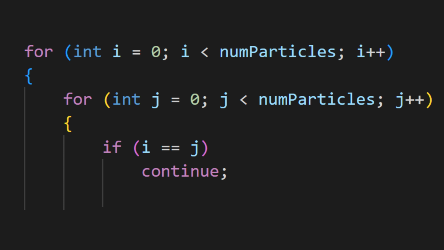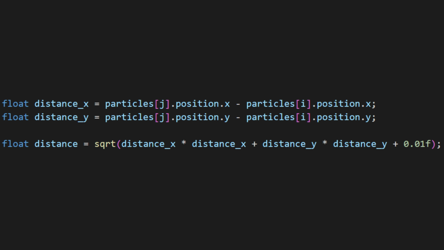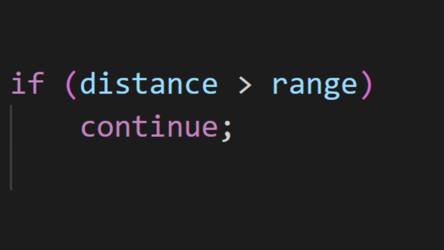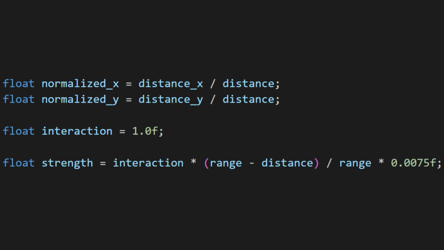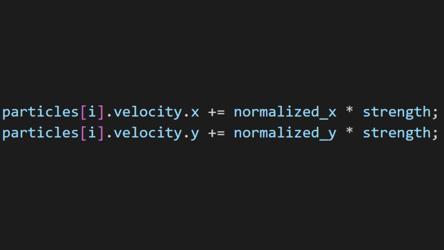For every particle, we check every other particle and calculate the distance. If it's bigger than a predefined range, we ignore it and skip. If not, then we just calculate the strength using a math formula that I would explain, but I'm not too sure I understand it fully, and I don't want to confuse you all, so yeah, there it is, I guess. And then we just add it to the velocity.